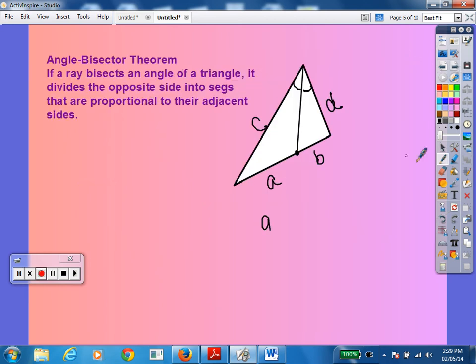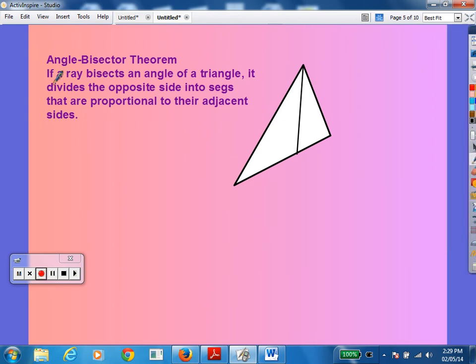And the last one is the angle bisector theorem. So let me go back to the picture. Let me go back to the theorem. It says if a ray bisects an angle of a triangle, so that's bisected, all right? So they're the same length, are the same measure. It divides the opposite side into segments that are proportional to their adjacent sides. So basically, we're going to say that those two are proportional to these two.